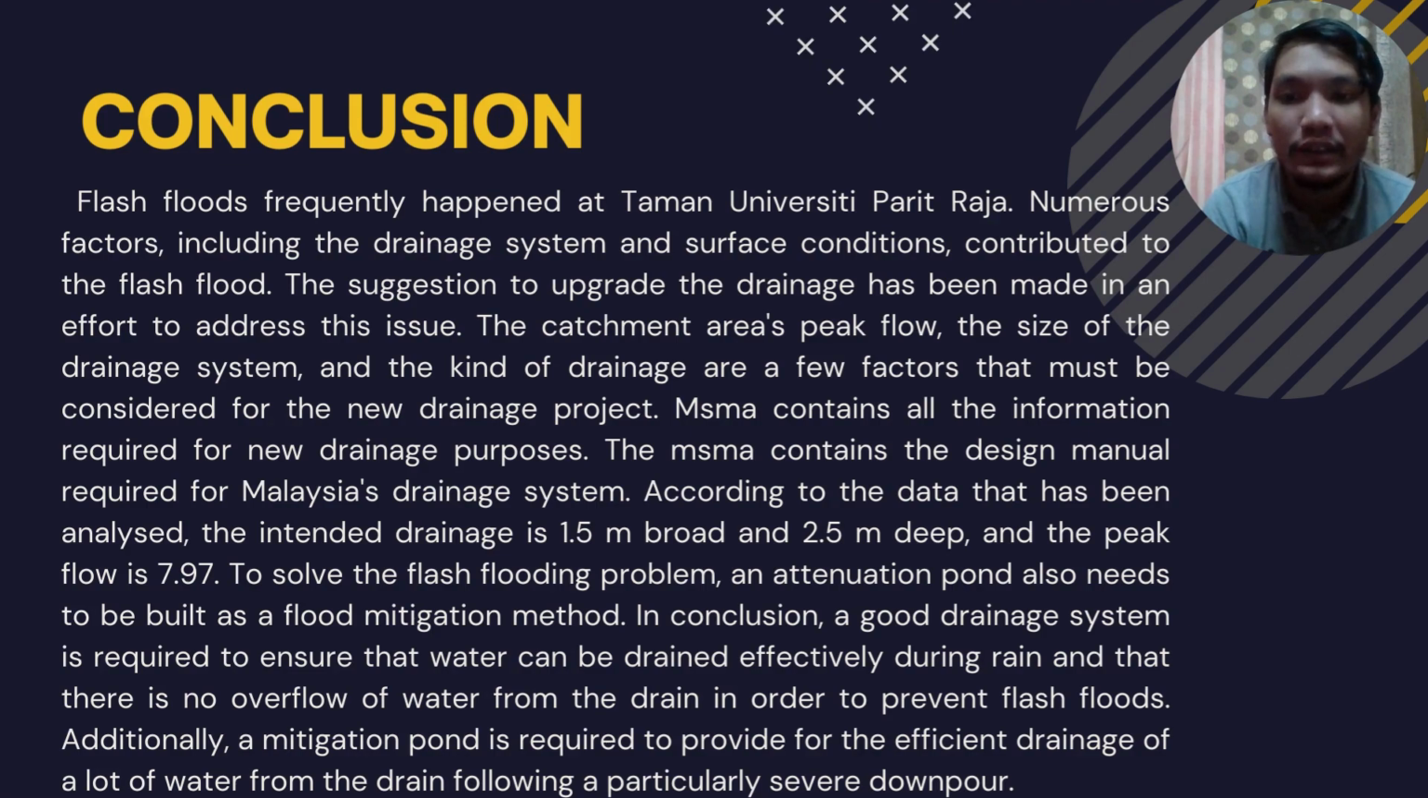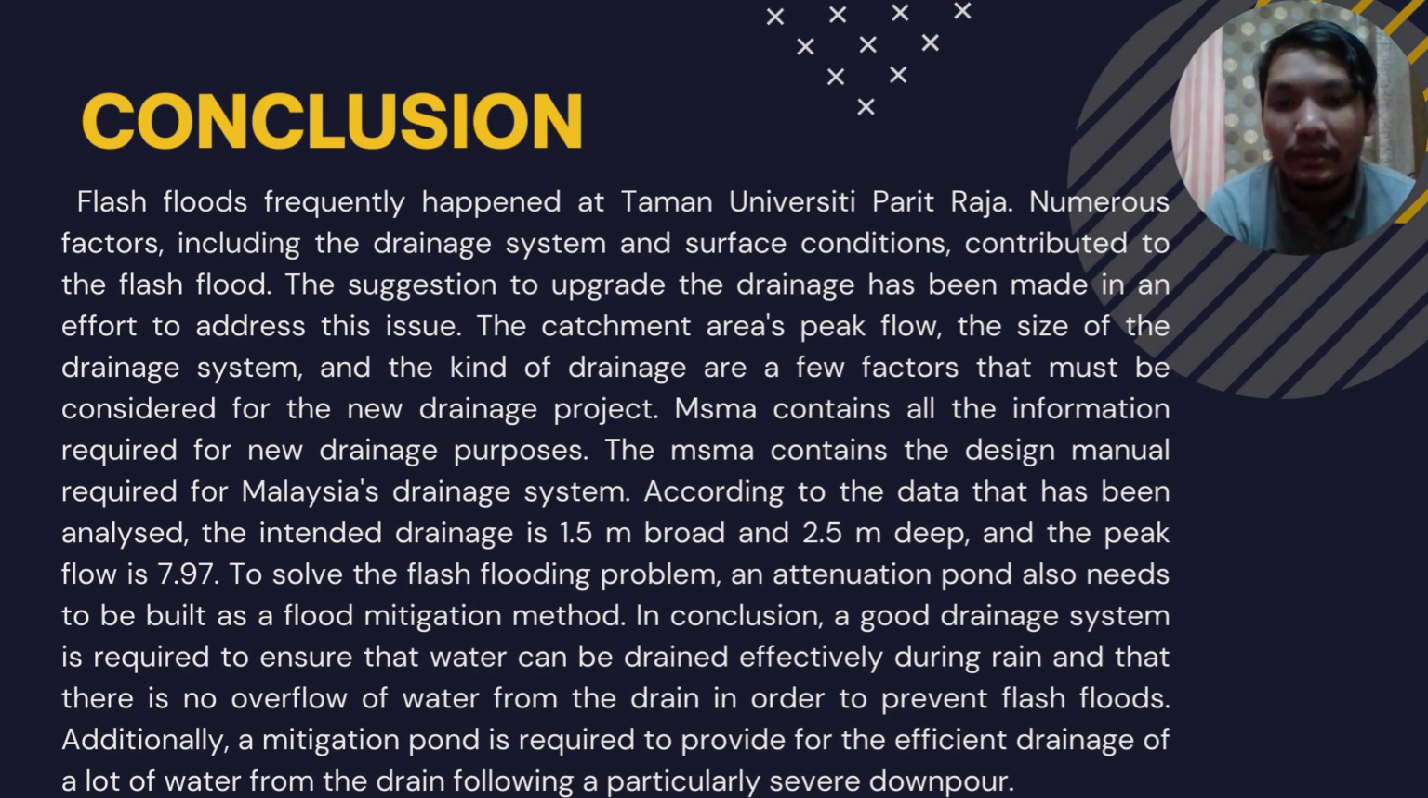For conclusion, flash floods frequently happen at Taman University Paraja. Numerous factors, including the drainage system and surface condition, contributed to the flash flood. The suggestion to upgrade the drainage has been made in an effort to address the issue. The catchment area peak flow, the size of the drainage system, and the kind of drainage are a few factors that must be considered for the new drainage project.